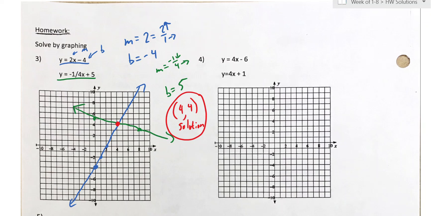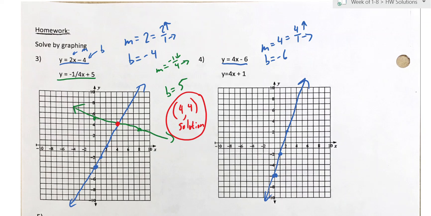Similarly, for the second one, I graph my first equation. My slope is 4. My y-intercept is negative 6. So I start at negative 6. My slope of 4 as a fraction is 4 over 1. That means I move up 4 and right 1, up 4 and right 1. And then I try to connect these with as straight of a line as I can draw.